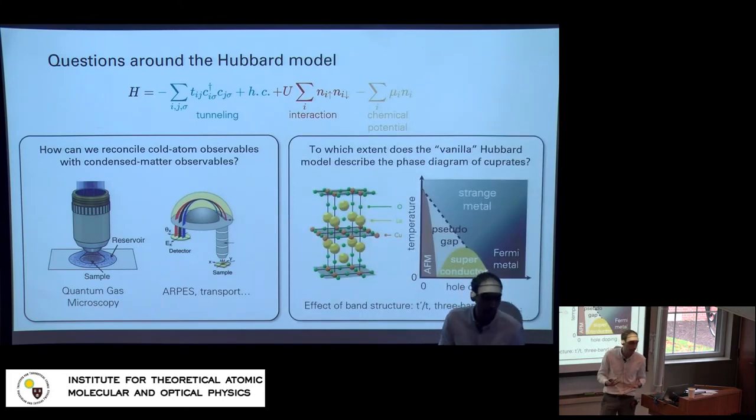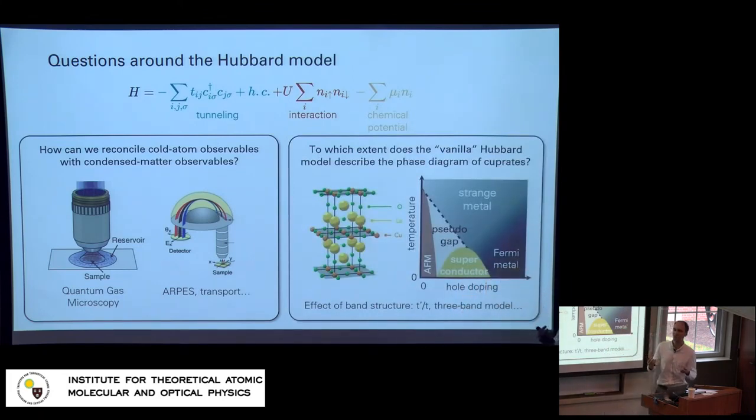And from a very fundamental point of view, a big, important question is whether this plain vanilla Hubbard model really describes the phase diagram of the cuprates that has been investigated for so long, given pretty compelling talks and arguments from our theorists here that band structure effects, and in particular extra tunneling terms in the Hamiltonian that might frustrate the system, are very important to understand the fate of the phases of the diagram at low temperature.